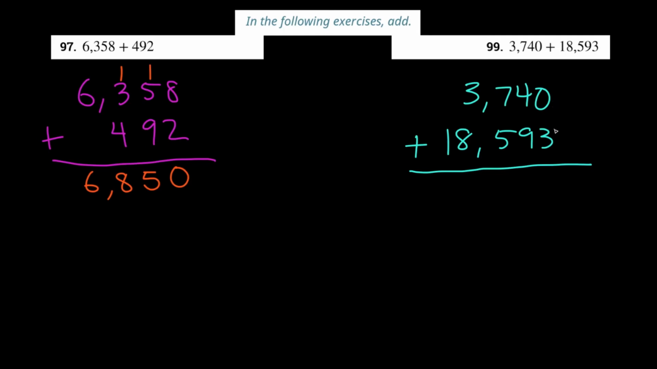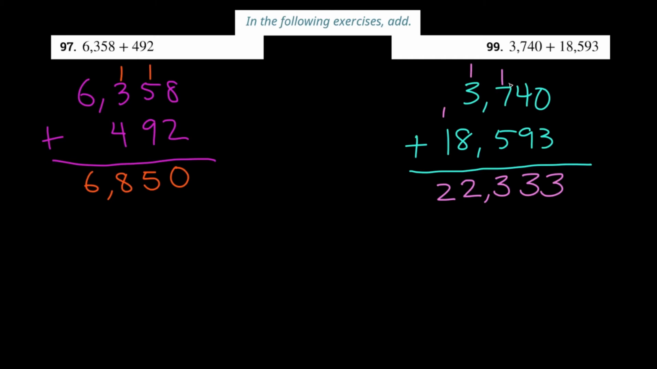We'll start off by adding the ones together. 0 plus 3 is 3. 4 and 9 is 13. We put the 3 here, carry the 1. 1 plus 7 is 8, plus 5 is 13. Carry that 1. We have 1 plus 3 is 4, plus 8 is 12. Put the 2, carry the 1. 1 plus 1 is 2. We have a sum of 22,333.